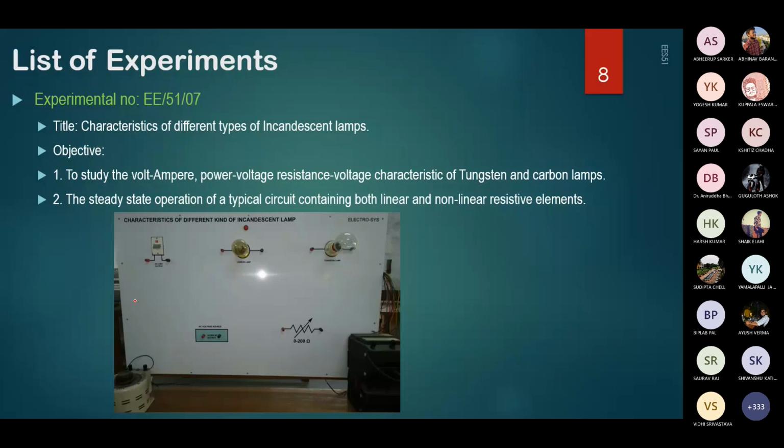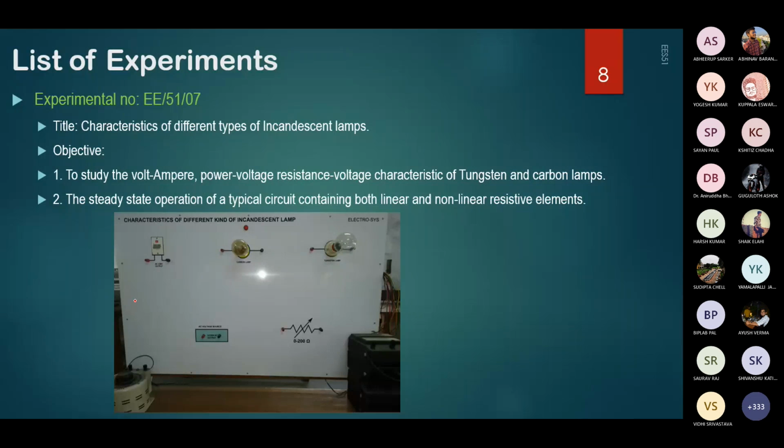Negative resistance coefficient. Have you heard? In semiconductor, resistance decreases with temperature. So here we will study carbon in this nature. We study the volt-ampere, power-voltage, resistance-voltage characteristics of the tungsten and carbon lamp.